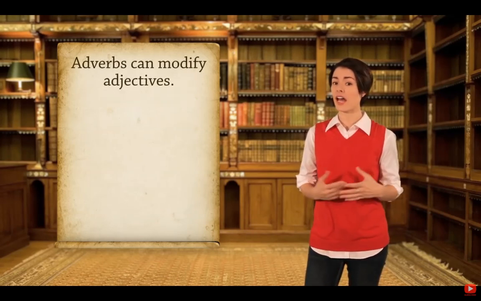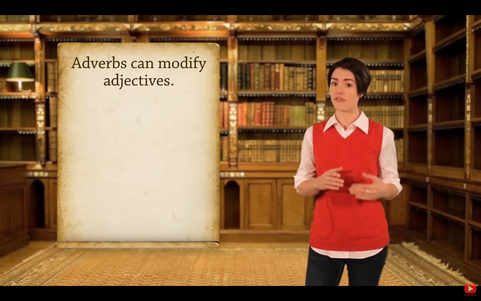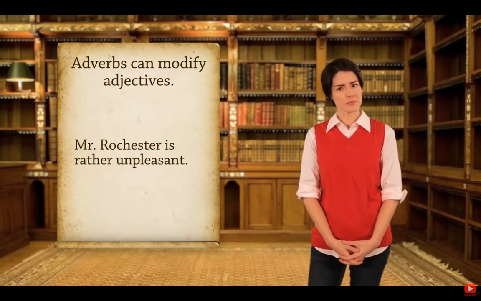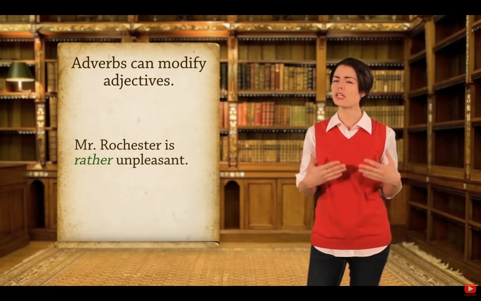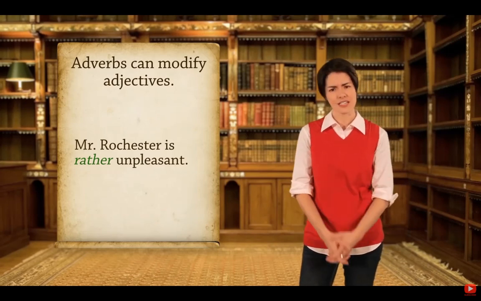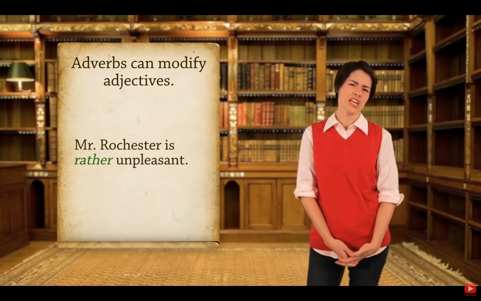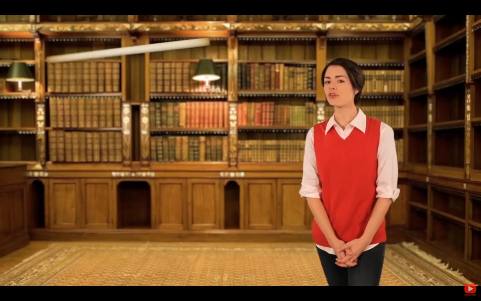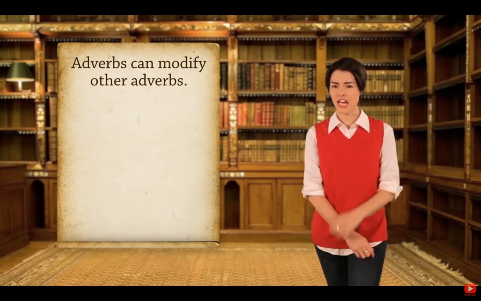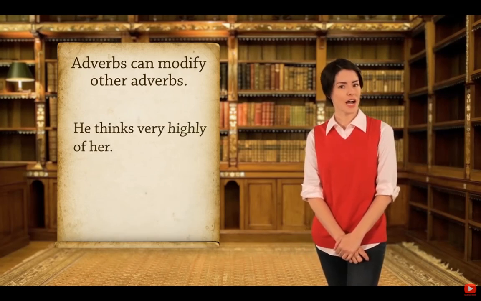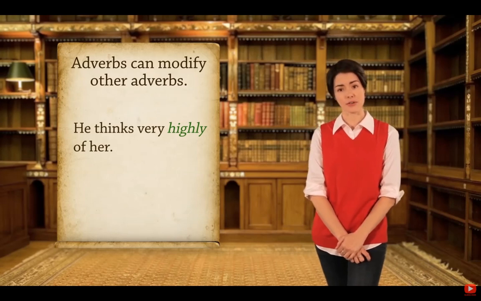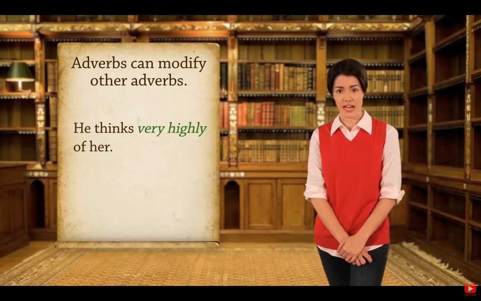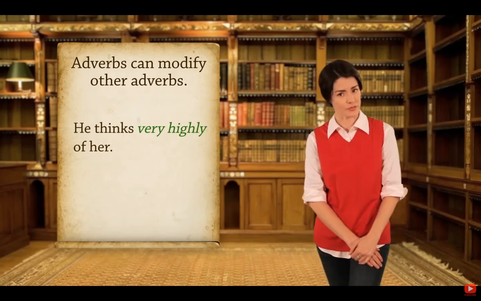Adverbs can also be used to modify adjectives, but in that case, they appear in front of the adjective. Mr. Rochester is rather unpleasant. Here, unpleasant is an adjective, and rather tells you a little bit more about how unpleasant he is. Is he extremely unpleasant? No, but he's rather unpleasant. Adverbs can even modify other adverbs. He thinks very highly of her. Highly is an adverb. It tells you how he thinks about her. And how highly? Very highly. Here, very is an adverb that modifies highly, another adverb.